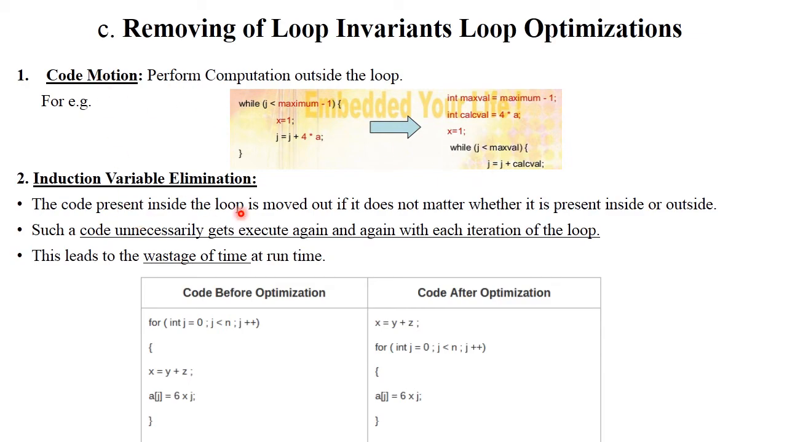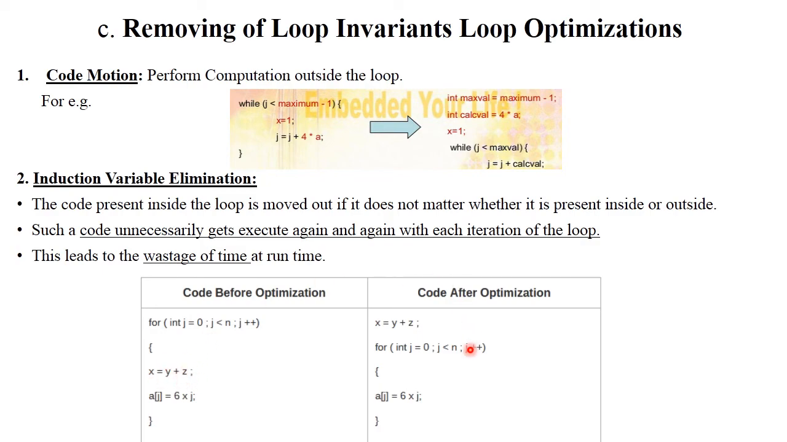Then induction variable elimination. Here, the code is unnecessarily executed again and again with each iteration of the loop. It leads to wastage of time at runtime. See here, code before optimization. This is a for loop. When this for loop is executed, these two statements are executed: x equal to y plus z and 6 into j. But x equal to y plus z requires more computation, meaning as many times as this condition is executed, this statement is executed, and it requires more time.